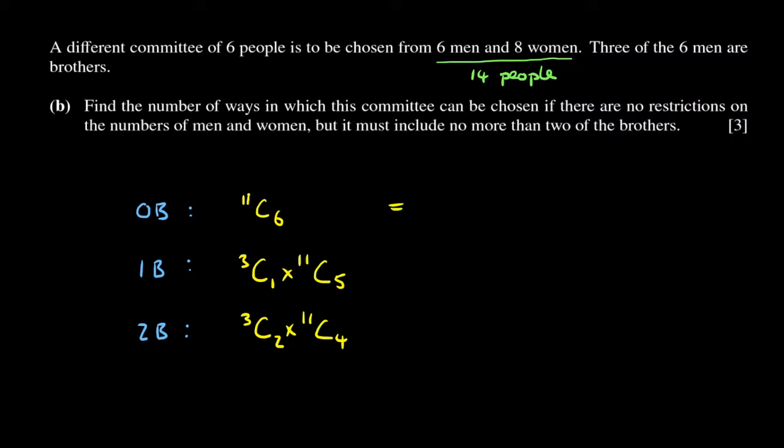So now what I'm going to do is I'm going to just multiply all these. Okay, so I've got 11C6, so 11C6 is 462.